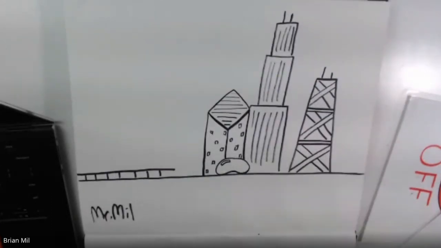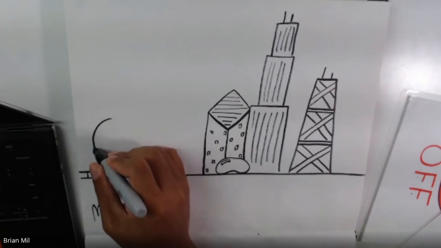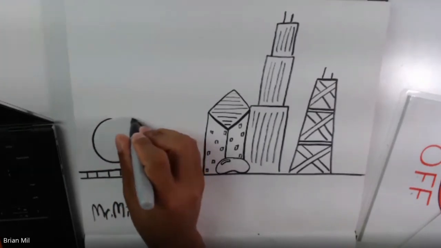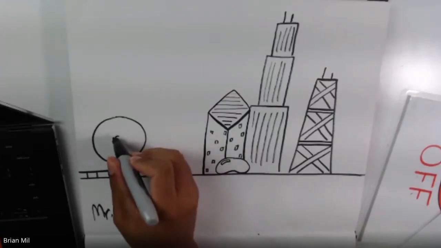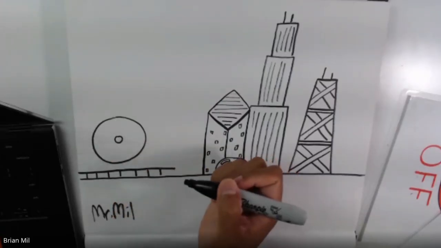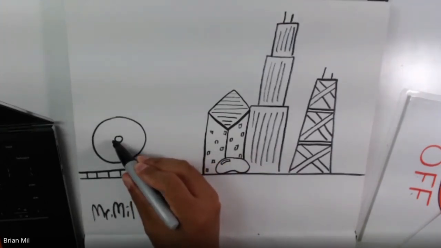Let's start off with the Ferris wheel, I guess. The Ferris wheel is just kind of like it looks like a bike wheel. I'm going to draw my first big circle like this to resemble the Ferris wheel. I'm going to draw another circle in the middle, a little bit tinier. I apologize for going too fast, but I'm trying to make sure I don't run out of time. I only have 4 minutes left with you guys.